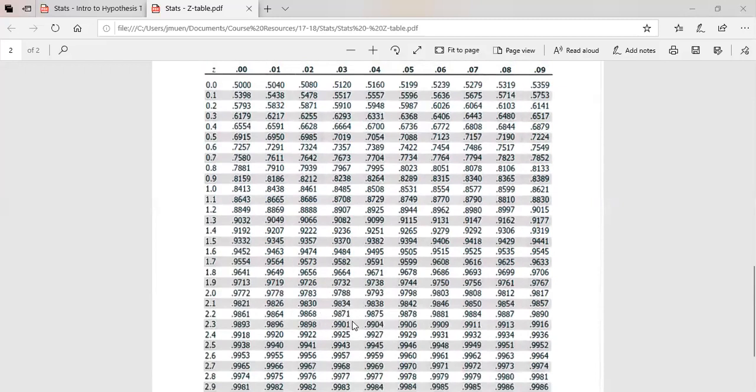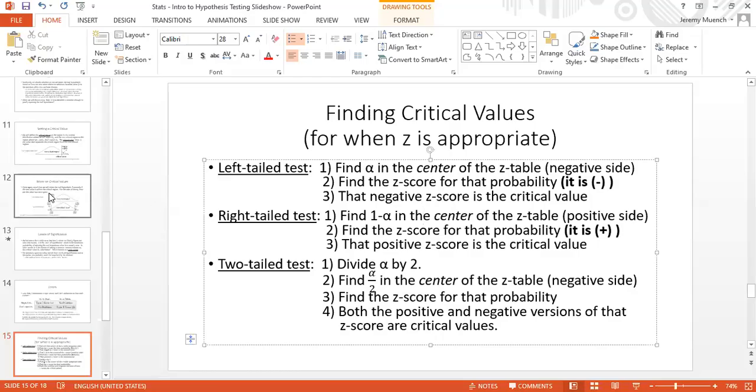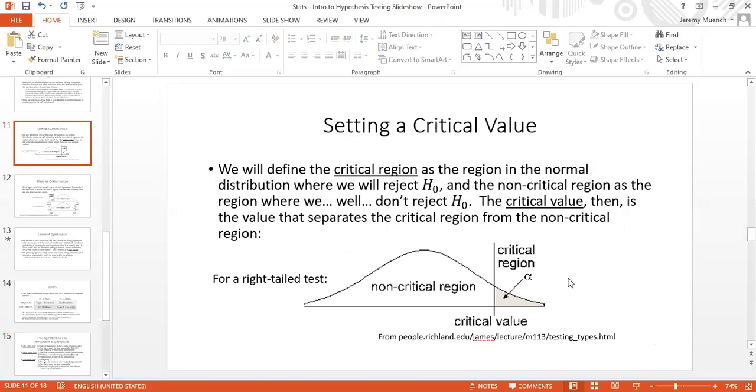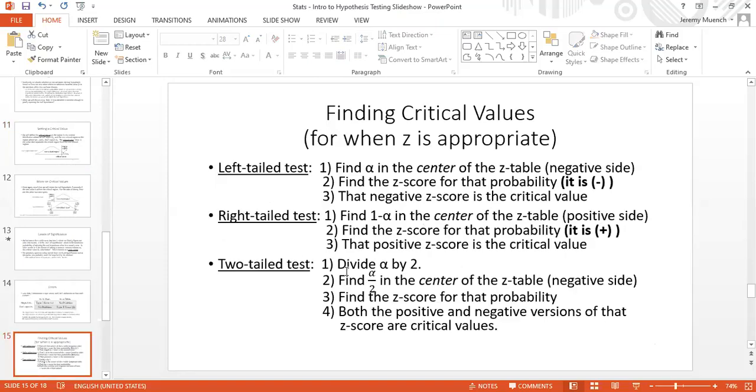So being beyond that critical value would be when we reject the null hypothesis. And that's going to be our rule of thumb: if you're beyond a critical value, that's when you reject, because being beyond a critical value is what's going to put you in the shaded region where we reject the null hypothesis. Finally, with a two-tailed test, you're going to start by dividing alpha by 2.